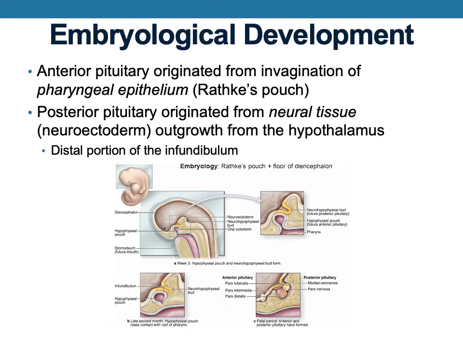Around that same time of development, the floor of the diencephalon, which is made out of neuroectoderm, forms a bud, which is the distal portion of the infundibulum that eventually becomes the posterior lobe of the pituitary gland.